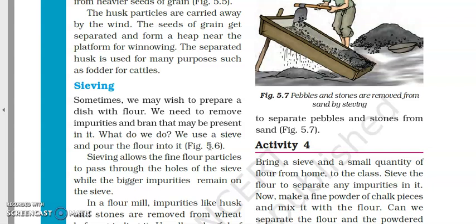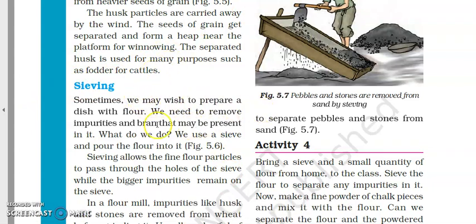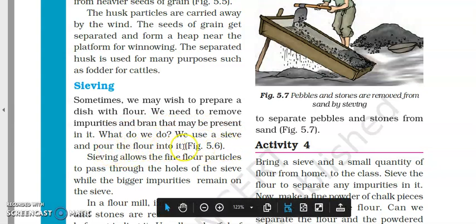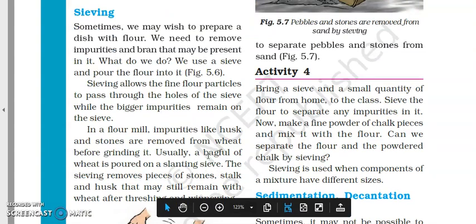Now let's start with the fourth method of separation, which is sieving. Sometimes we may wish to prepare a dish with flour. We need to remove impurities and bran that may be present in it. What do we do? We use a sieve and pour the flour in it. So you must have seen your mother sieving flour with a sieve.